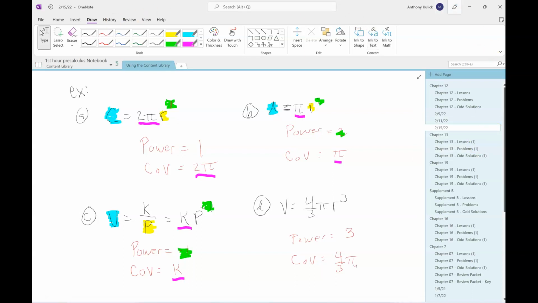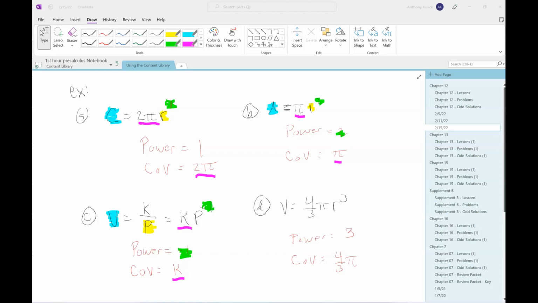Everybody feeling reasonably okay with this stuff? Okay, that's good. Again, not super difficult, but maybe a little bit new, and I don't want to leave anybody behind.